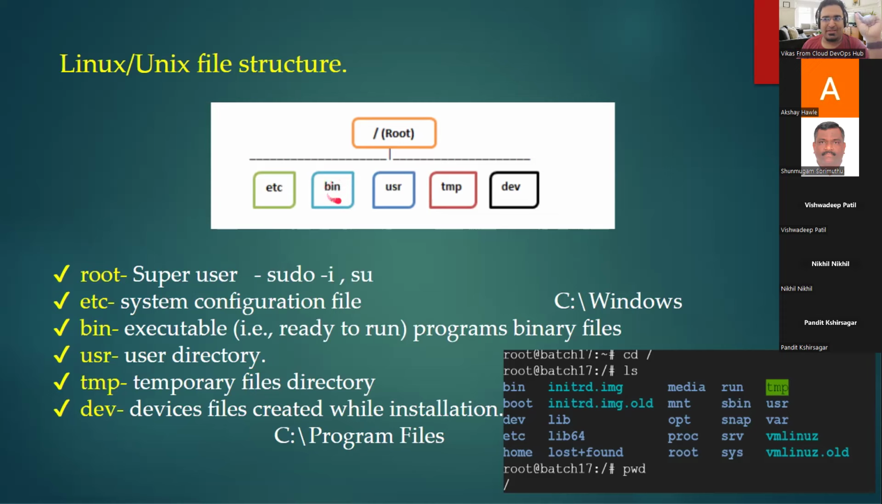Bin: binary files, executable files. Correct, .exe. An executable file is ready to run. Guys, in today's class, I ran one binary file, MobaXterm. I haven't installed it. I just clicked on it and it worked, ready to run. That is called a binary file.